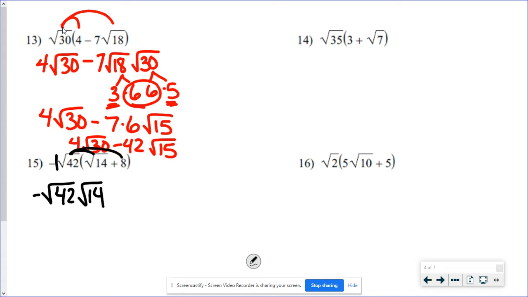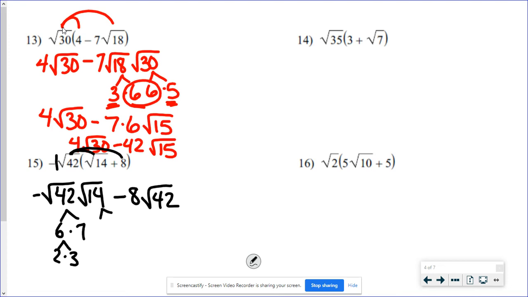When I distribute over here, I'll have -1 times 8 is going to be -8, rad 42. Now, we've looked at 42. That's a 6 and a 7, 2 and a 3. There's no pairs in 42 all by itself. So that 8 rad 42, that's just going to stay.